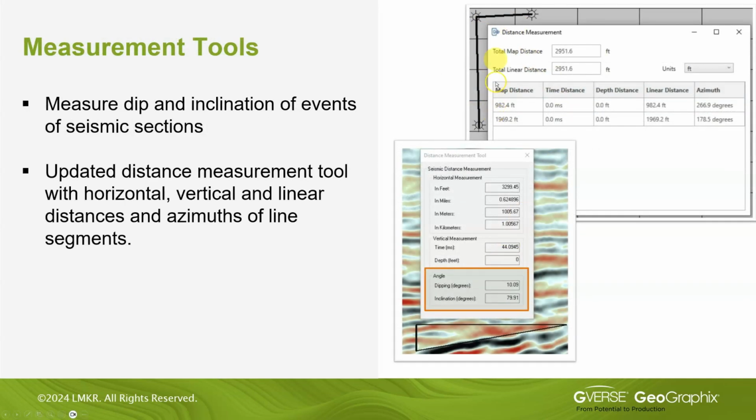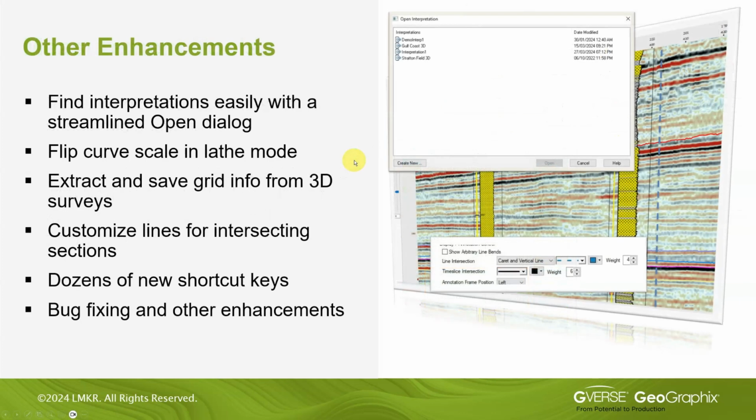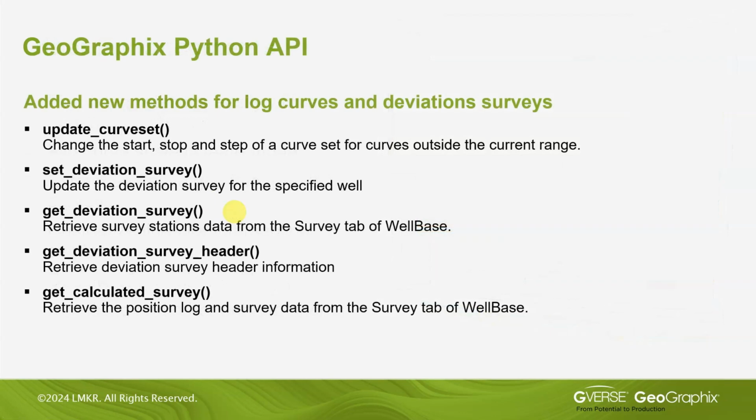Changes to our distance measurement tool. We've added a dip and an inclination measurement on your seismic sections. We've added azimuth and time and depth distances on your map distance measurement tools. A ton of other enhancements: streamline how you open interpretations, the ability to color code your intersecting lines, ability to save your grid info, a ton of other smaller enhancements in there as well, available in 2023.2.